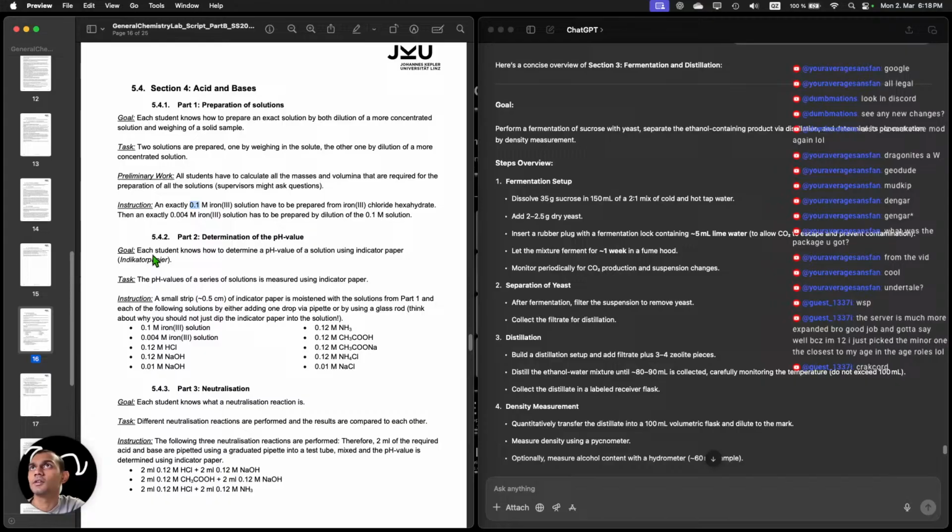Determination of the pH value. Each student knows how to determine the pH value of the solution using indicator paper. Litmus paper, right? Yeah.